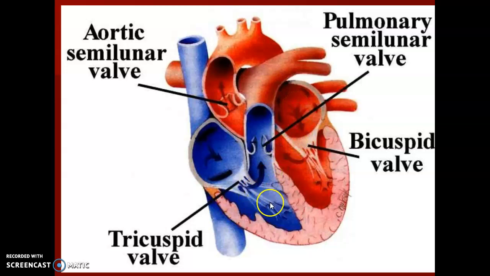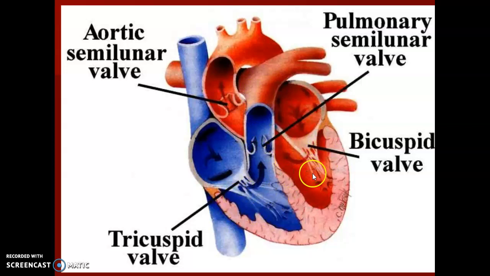When the right ventricle contracts or pumps, blood is forced through this pulmonary semilunar valve, which we're just going to call the pulmonary valve, into the pulmonary artery, and it splits in two here. The pulmonary artery is going to carry blood to the lungs. This one's going to the left lung, and this one's going to the right lung. And then this valve shuts so that blood cannot flow back down into the right ventricle.